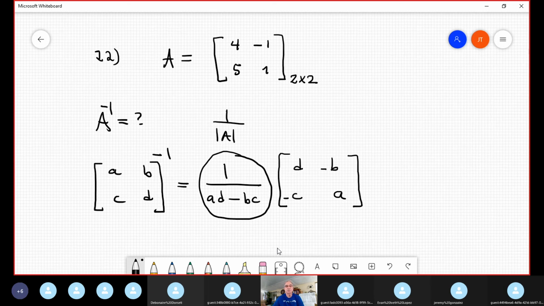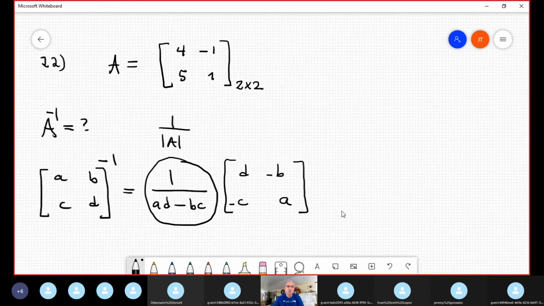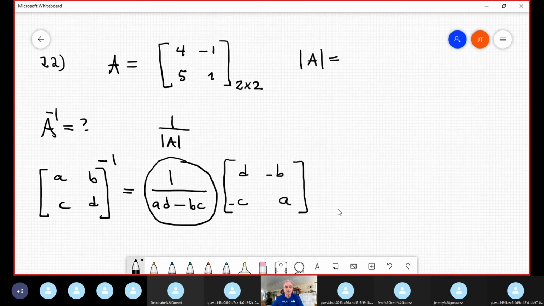To compute by hand the inverse matrix of a 2 by 2. Let's do it in our specific example. Suppose we compute first the determinant of A. And it's easy, it's 4 times 1, in that direction is positive. In that direction is negative, but we have another negative, so the double negative becomes positive, is 5. And the answer is 9.